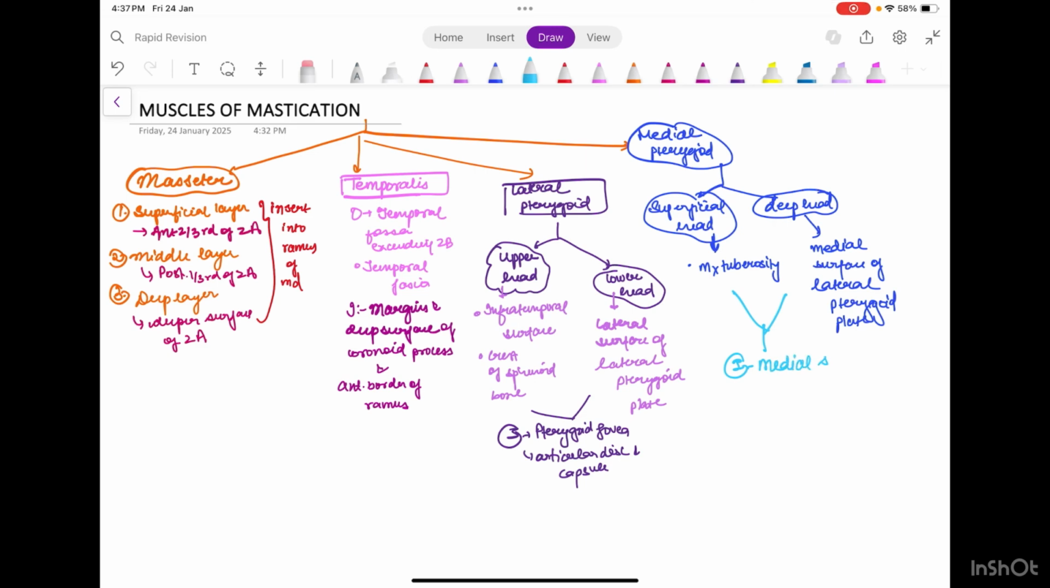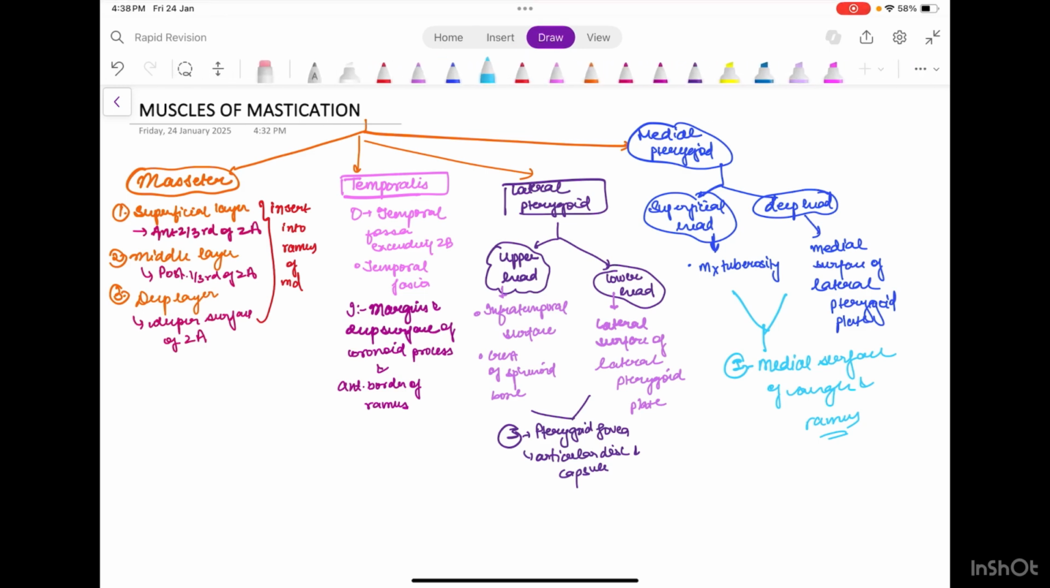All right, then insertion, both of them insert into the medial surface of angle and ramus. All right, so these are the muscles of mastication, basically origin and insertion, and I hope I made it easier for you to understand. We can just recapitulate it once and go through it together.